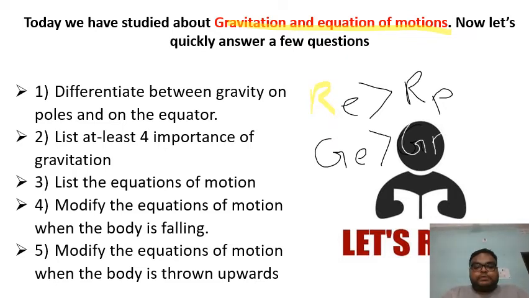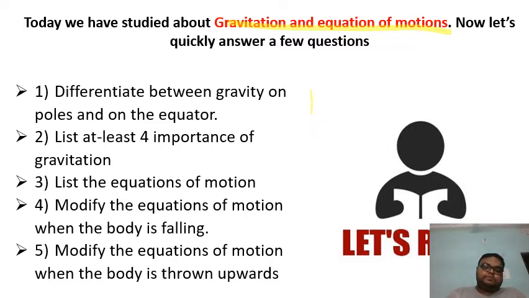Understood this point? Now, what are some important points that we saw about the importance of gravitation? First, it is the force of gravitation that keeps us fixed to the ground. Otherwise, we would have been flying all around, isn't it? The second point is that the tides are caused due to gravitation. The third point is that the movement of the sun, moon, and all other planets happens due to gravitation. The moon rotates around the earth, that is also due to gravitation.